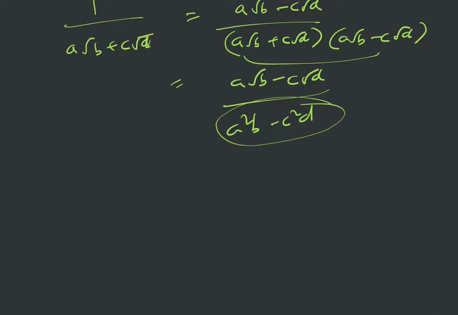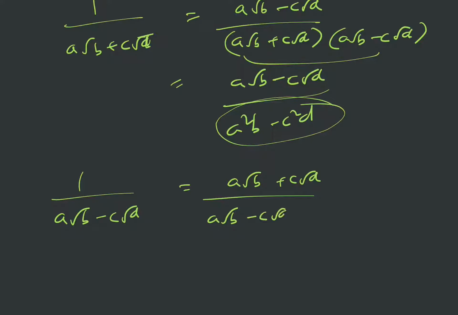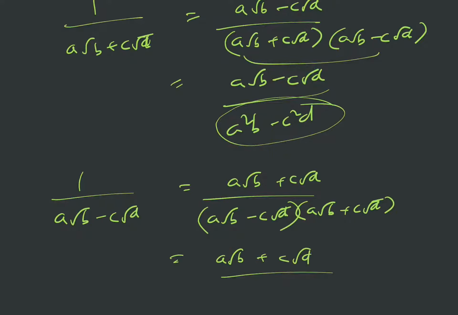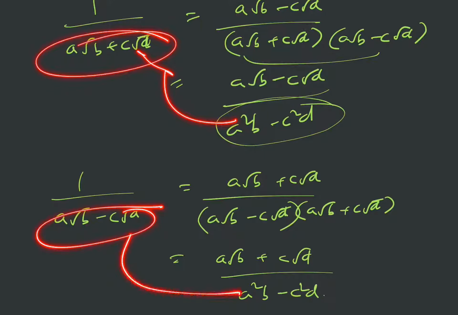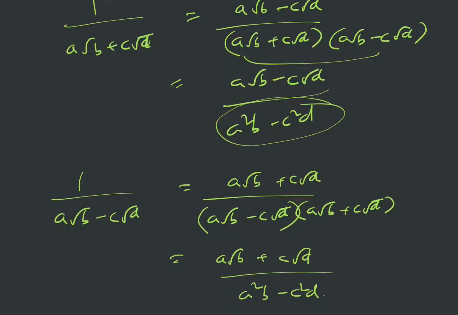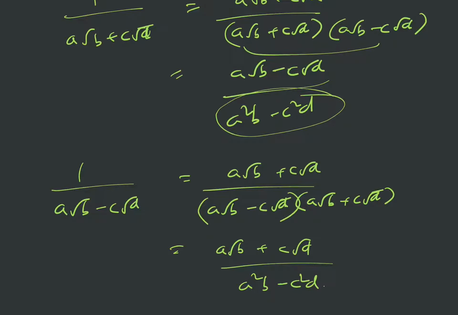So I think now the rationalization part is also clear. Similarly, if you have a root b minus c root d, then also you can rationalize it. You can just multiply and divide with a root b plus c root d. So the numerator is a root b plus c root d, and the denominator is a square minus b square, so it is a square b minus c square d. So again you have rationalized the denominator, here and here. So this is how you can easily rationalize denominators, and in most of the problems it will be helpful to rationalize the denominator, right?